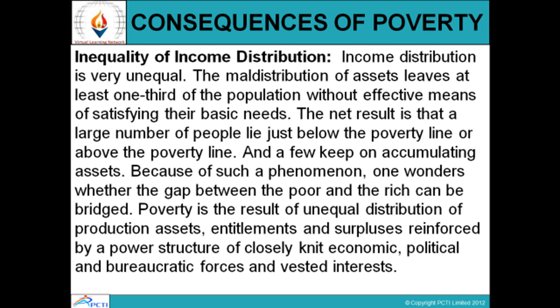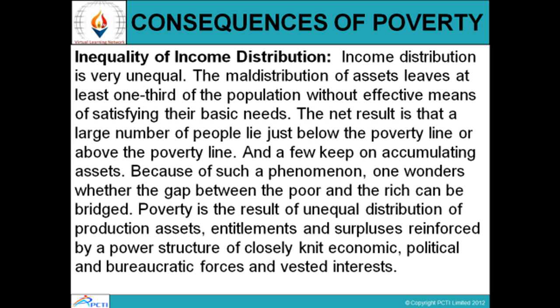Inequality of income distribution. Income distribution is very unequal. The maldistribution of assets leaves at least one-third of the population without effective means of satisfying their basic needs. The net result is that a large number of people lie just below the poverty line or just above the poverty line, and a few keep on accumulating assets.